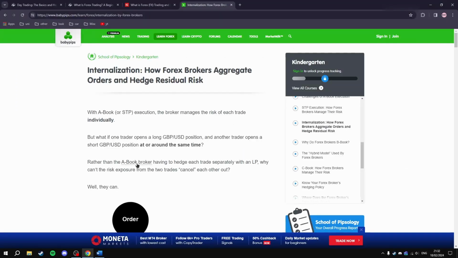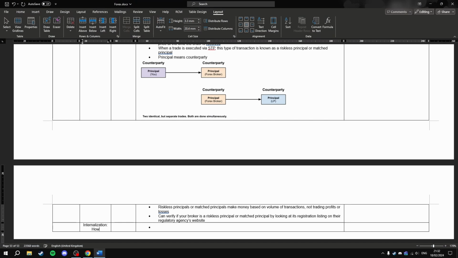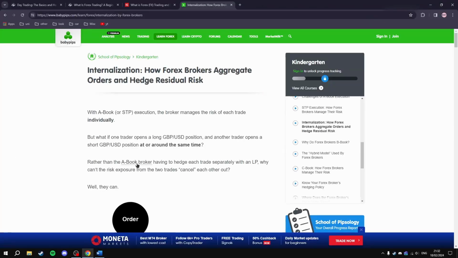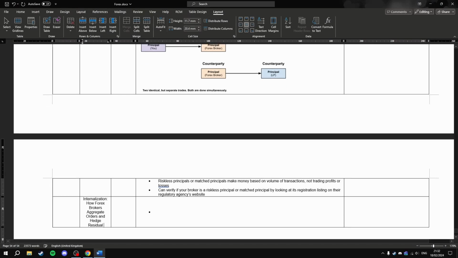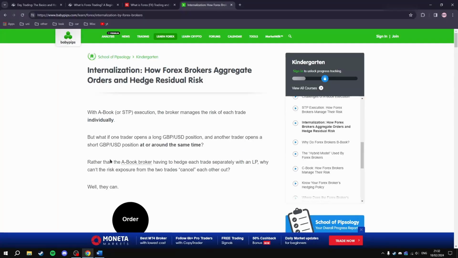Below, so this is internalization, how Forex brokers aggregate orders and hedge residual risk. Date is the 18th of February.